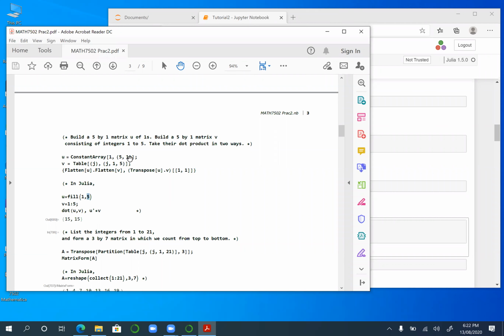All right, so it's just the list of numbers 1 to 5, but in a column vector. So in Julia, it looks like 1:5, and that just gives those as a column vector. But then the last entry here is dot(u, v), and then we see u' for u transpose, and then that's times v.